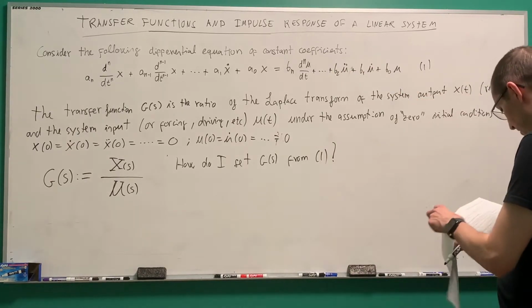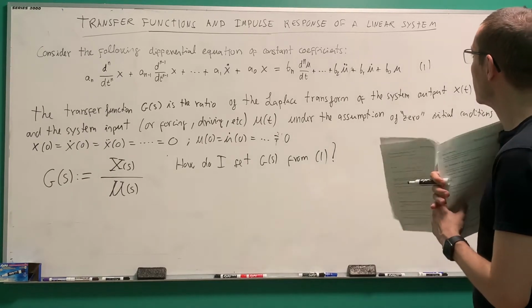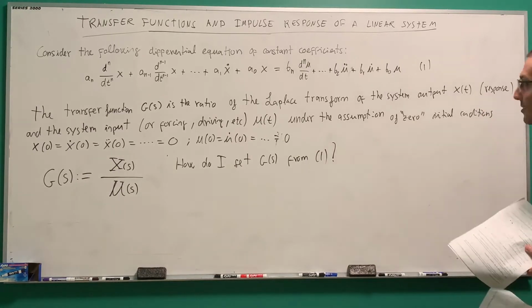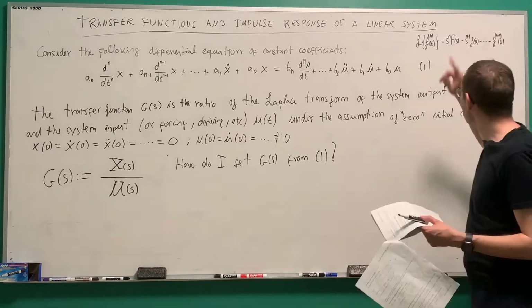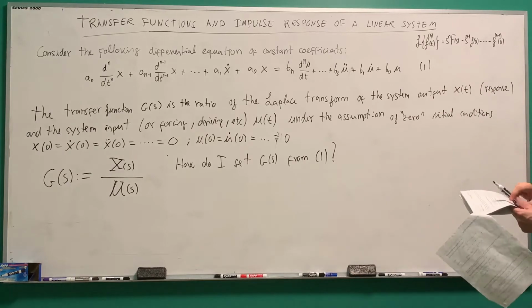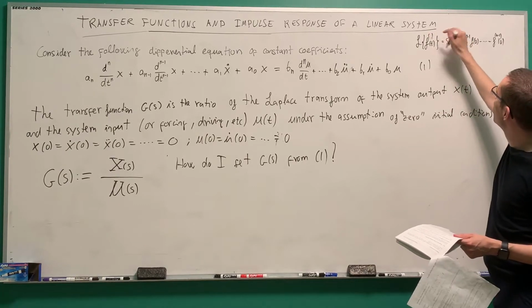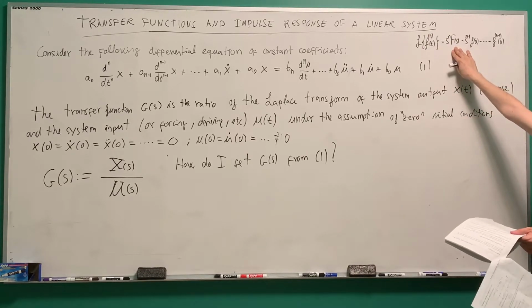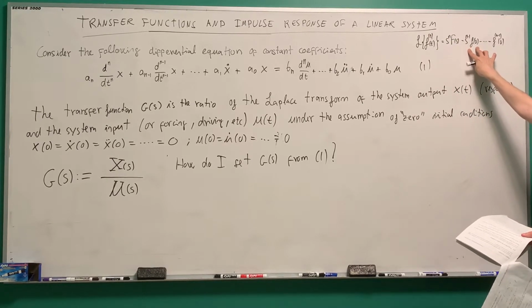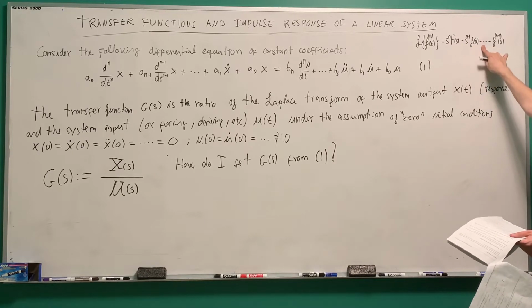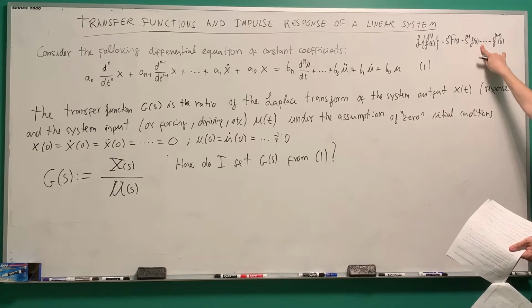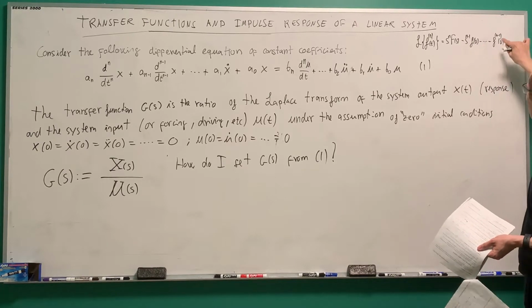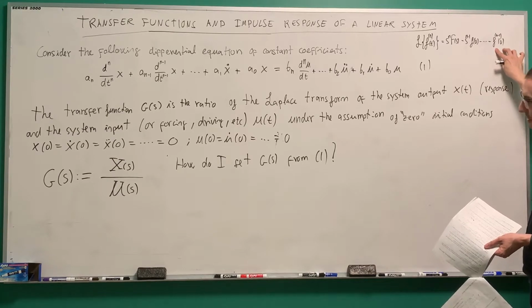Now, this is particularly easy because we have a theorem that tells me the transform of the derivative. Let me write the little theorem here. This theorem tells me that the Laplace transform of the nth derivative of a function is s to the n times the Laplace transform of the function, minus s to the n minus 1 times the function at 0, minus s to the n minus 2 times the first derivative of the function at 0, and so on, all the way to the n minus 1 derivative of f at 0.